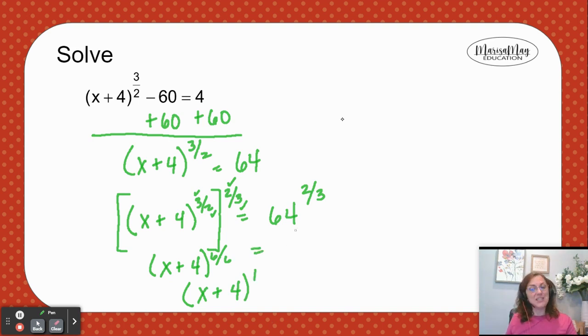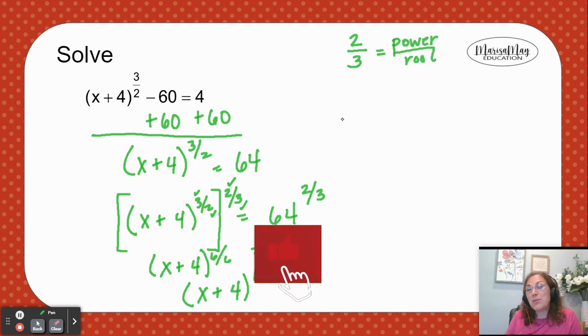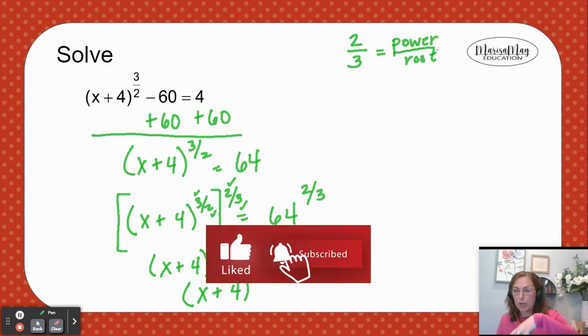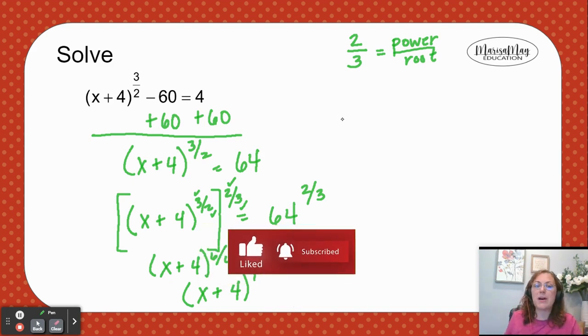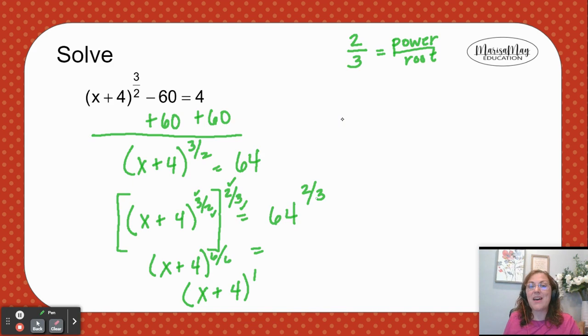All right, now let's deal with this 64 to the 2/3. If you want to use your calculator, you definitely can do that. But when I have a fraction exponent, here's what I remember, that it's the power over the root. I remember the roots of a tree go down below, so I remember that the root goes on the bottom. So let me show you how I apply that. That means this is going to be a cube root, a third root of 64 to the second power.